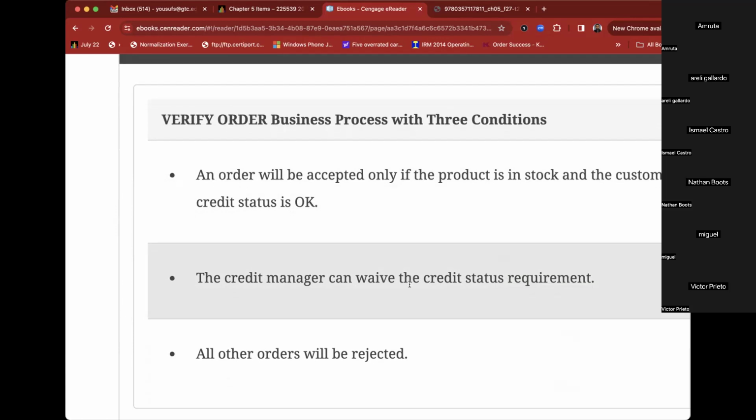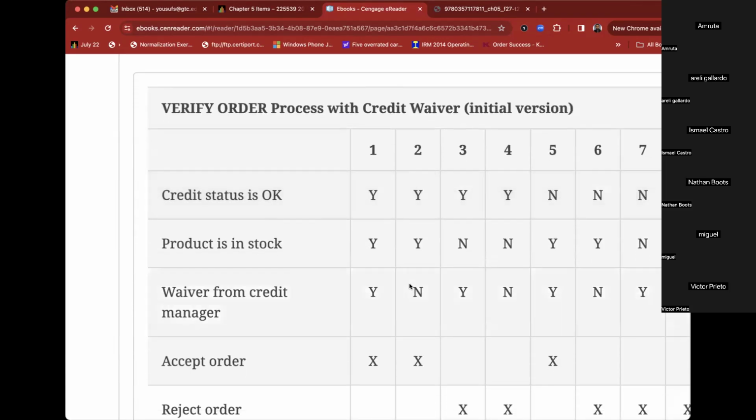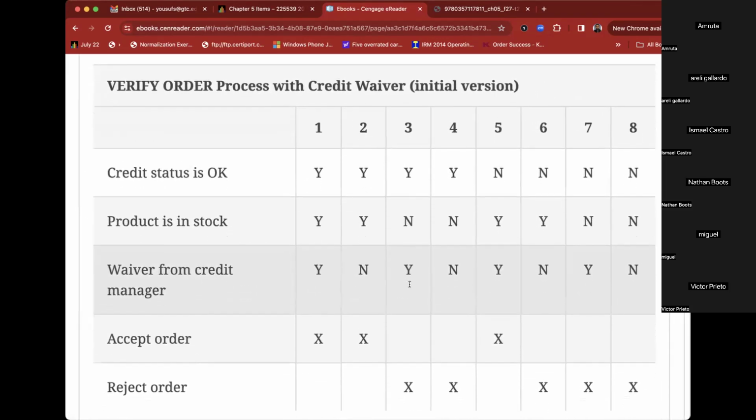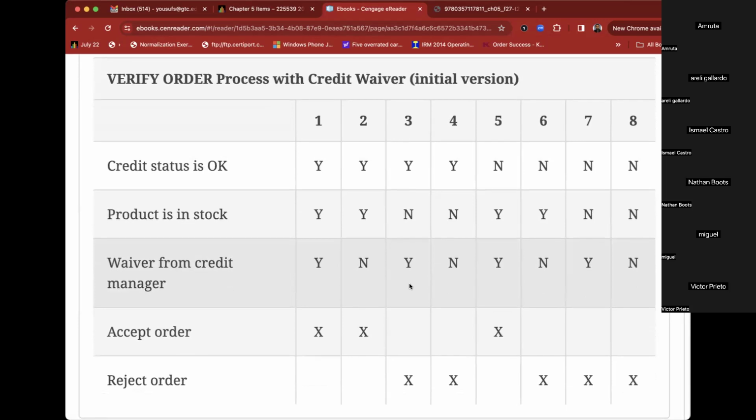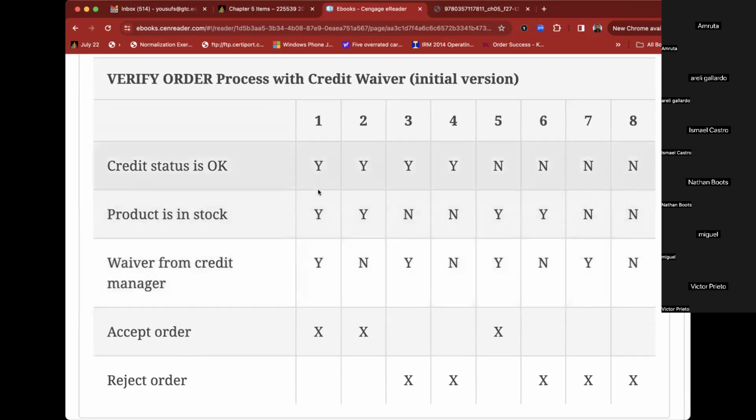Now let's put it in a decision table. Okay, so the decision table looks like this. One condition is the product status is okay. Another condition is product is in stock. Another condition is waiver from credit manager. We start laying out the truth table like decision making. All conditions true to all conditions false. So between columns 1 through 8, all conditions true, all conditions false, right?